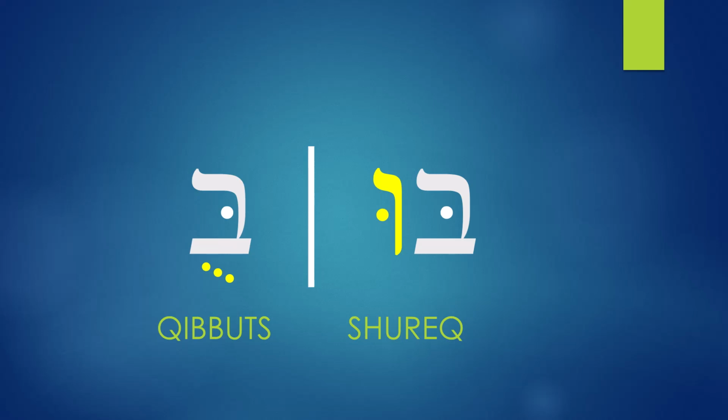So, "boo." And then we come to the short one, the kibbutz. The three slanted dots under the bet are called kibbutz. They are making a U sound. How do you pronounce it? This one is pronounced as "boo," and this one is going to be pronounced as a short "bu." Shurek and kibbutz.